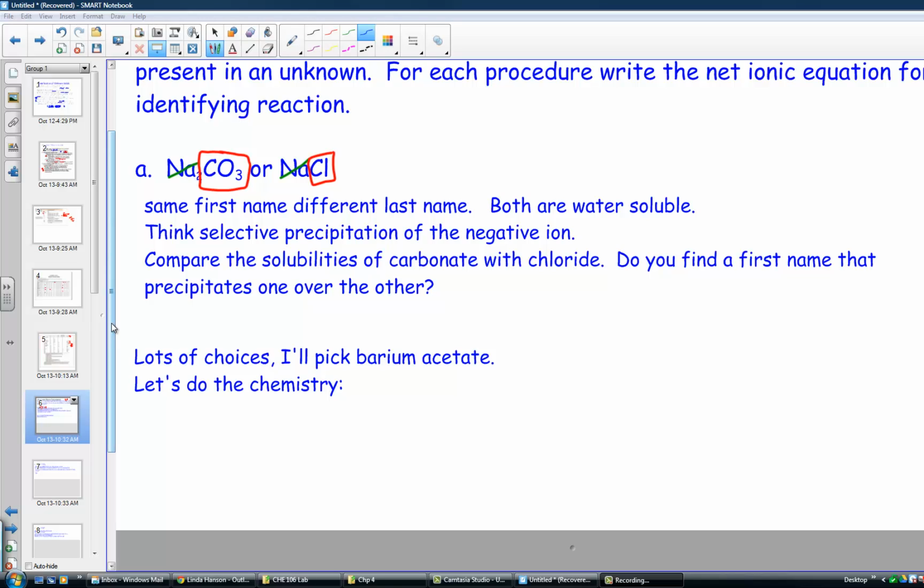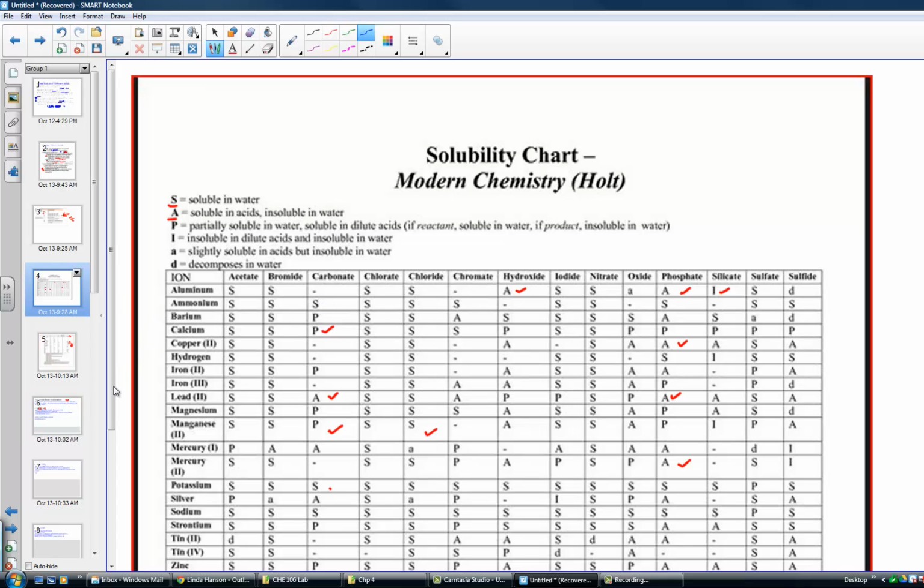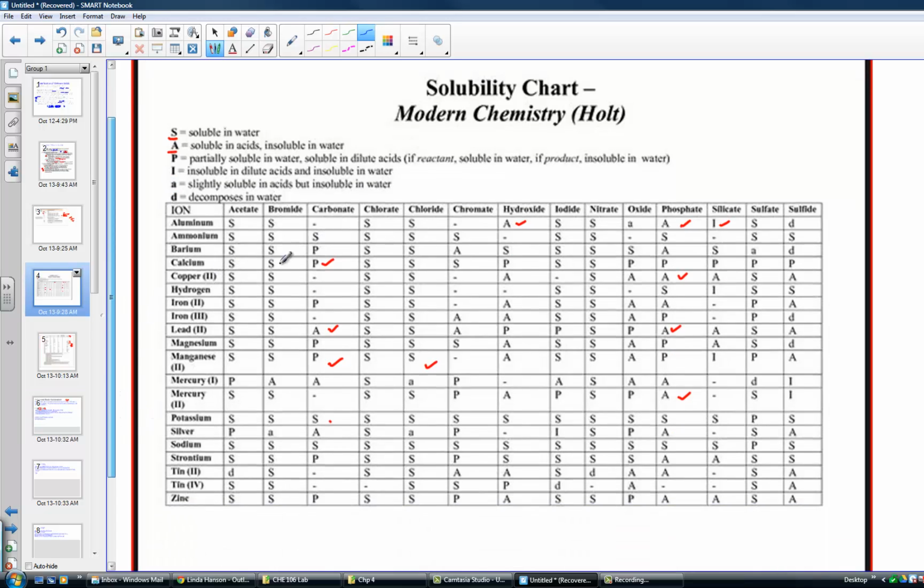In this video, we're picking up with our pre-lab assignment. We were discussing the solubility table and trying to selectively precipitate sodium carbonate or sodium chloride. And we had decided, based on the solubility table, that the carbonate would be much easier to precipitate out over the chloride.